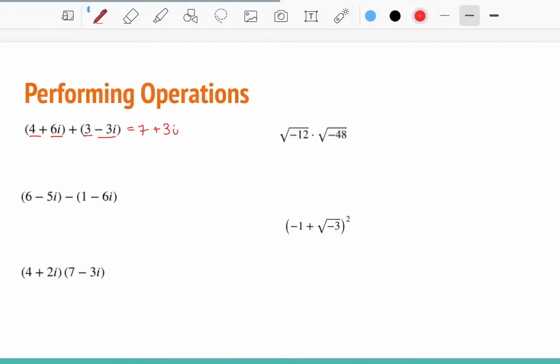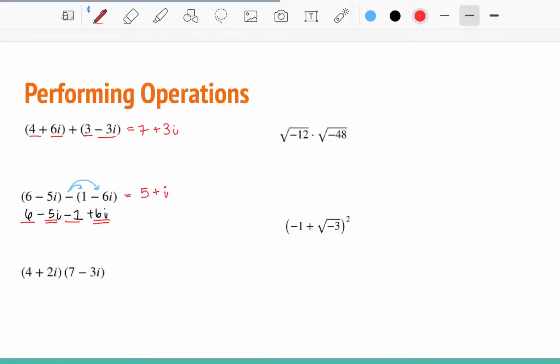Now our next operation is subtraction. Very similar to addition. All I'm going to do is make sure that I first distribute this negative before I combine like terms. So I could rewrite this as 6 minus 5i minus 1 plus 6i. I'm going to go ahead and combine my 6 and my -1, and I'll get positive 5, and I can combine my -5i and my positive 6i, and I'll get 1i.